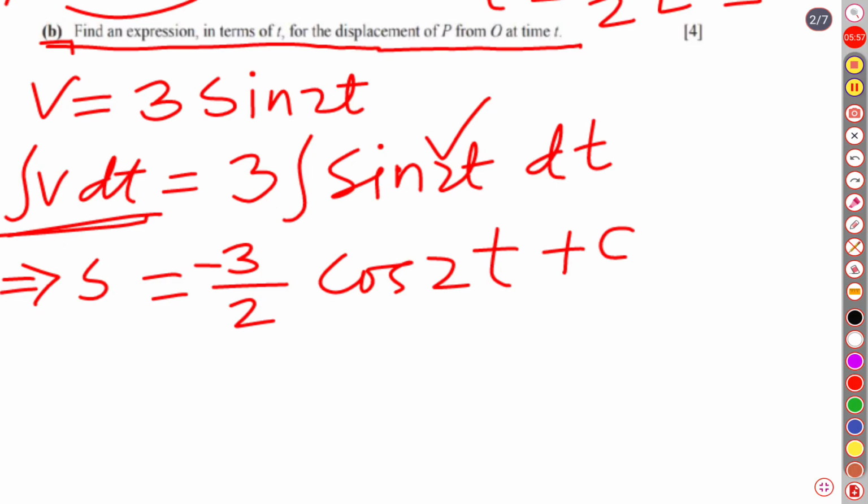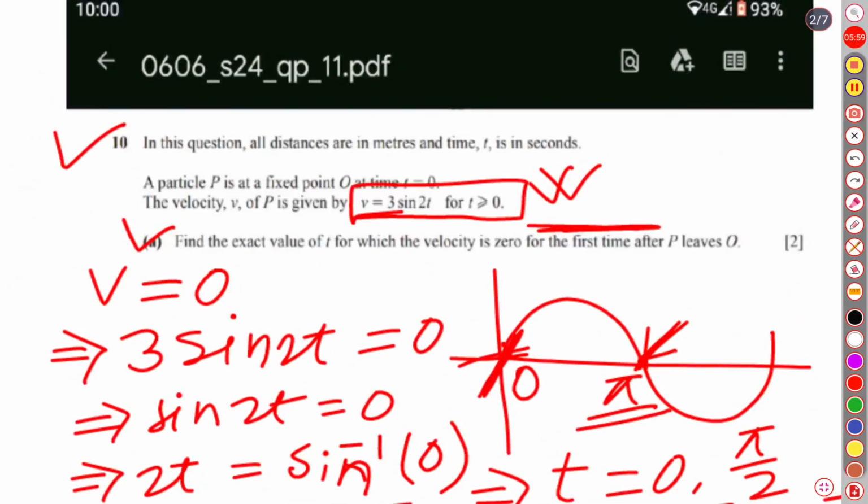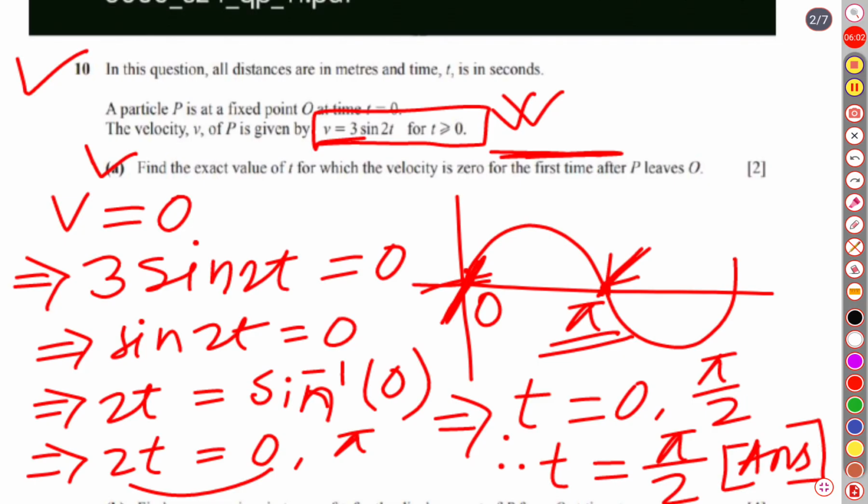Let's go back to the question again. The question says that particle P is at a fixed point O at time t equal to 0. That means when t was 0, there was no displacement at all. It means s was 0 at the beginning, without having any distance or displacement. It started moving onward. So in short, s is equal to 0 when t is also 0.